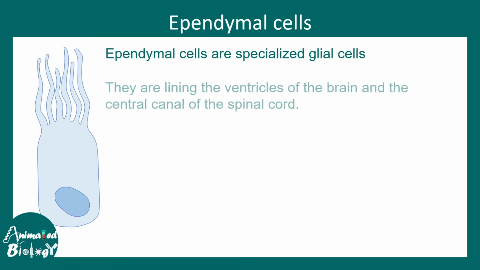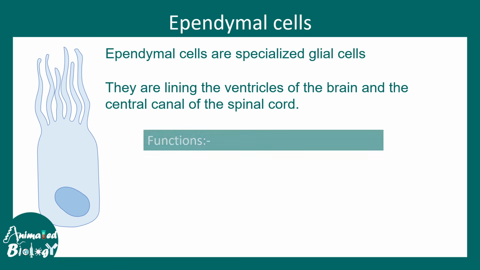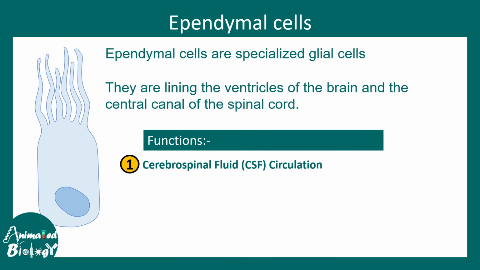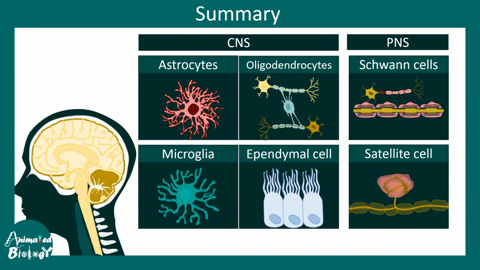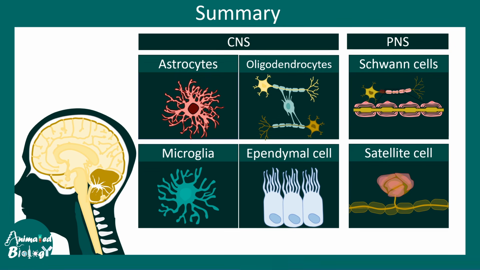So they are specialized glial cells lining the brain ventricles, and their key function is to circulate cerebrospinal fluid. They regulate molecular exchange, and they also act as a barrier between the CSF and the brain ventricles. So just to give you a summary, we talked about several glial cell types present in the CNS and the peripheral nervous system.